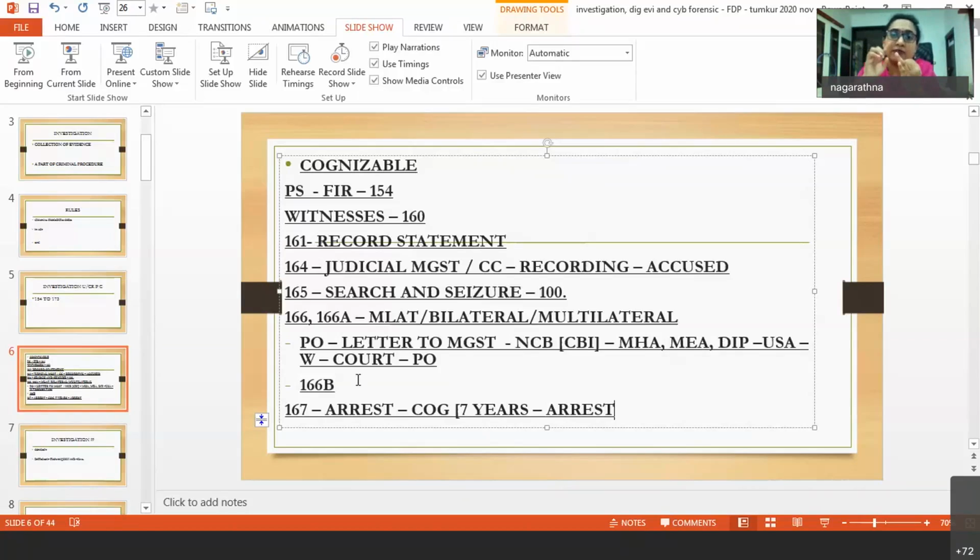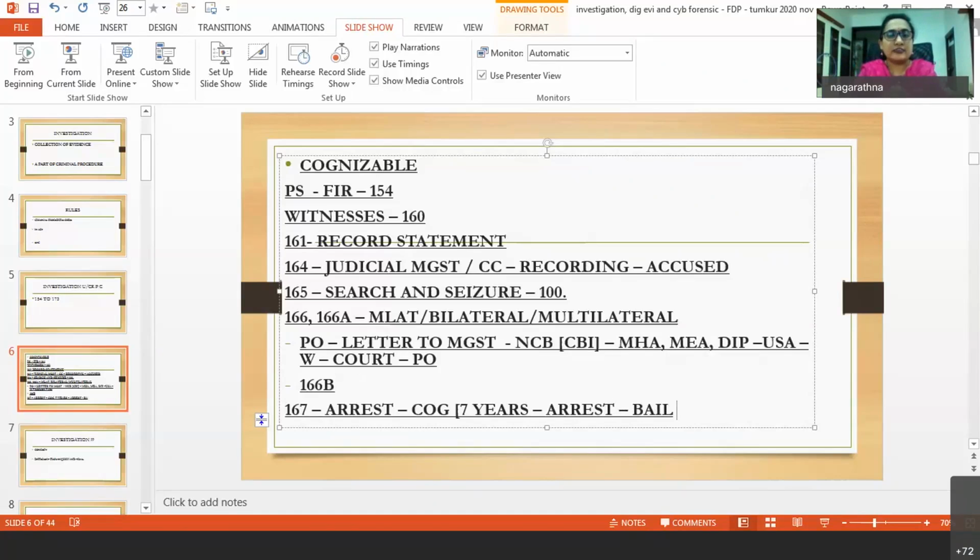arrest if it is cognizable plus punishable with more than 7 years. Arrest if it is cognizable but punishable with less than 7 years, provided you think that I am interfering with your investigation, destroying the evidence, influencing the witnesses, or trying to run away from the country. Do you see anything like that happening in all these recent arrests? If it is not so, then it is not valid. Okay, so that's one thing.